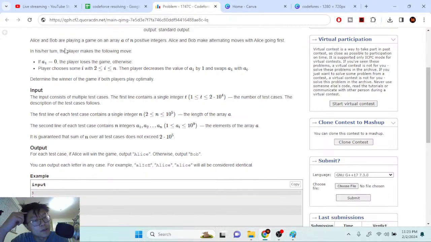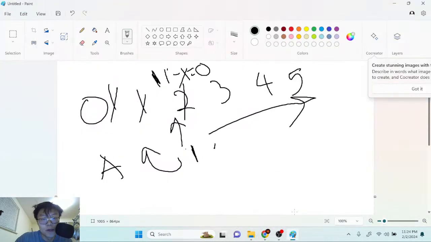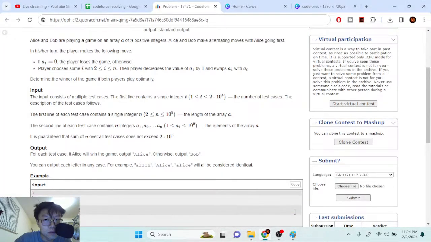Wait, which player loses the game? It says Alice goes first. My main question is, if Alice goes first and then Bob goes second, who wins here? Because on Alice's turn, does Alice lose because she makes it hit 0, or does Bob lose because on his turn it hits 0? So who would win and lose in this situation?